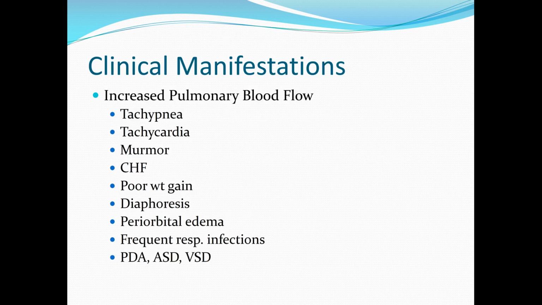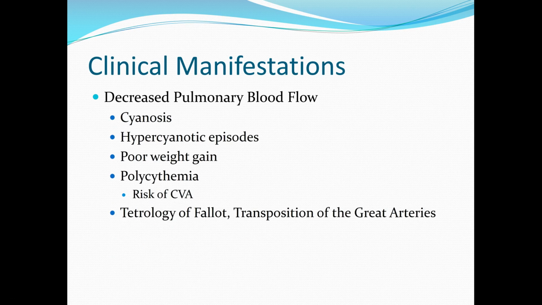So clinical manifestations of increased pulmonary blood flow. You're going to have tachypnea, tachycardia. There's going to be a murmur, like I said. May develop CHF. There's going to be poor weight gain, diaphoresis, periorbital edema. They're going to have frequent respiratory infections like RSV. And these include PDA, ASD, and VSD, which we're all going to go over. This is just kind of giving you an overview of all of them.